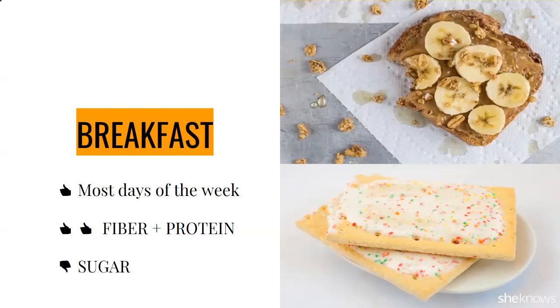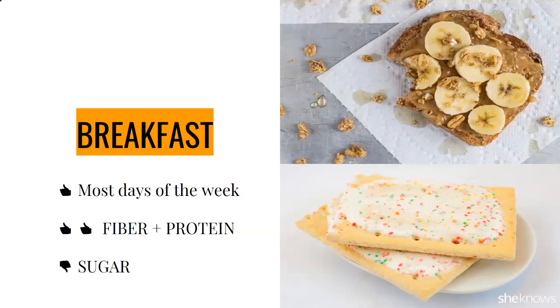But if we compare that top picture to the bottom one of Pop-Tarts, what we find primarily in Pop-Tarts is refined grains and added sugars. Pop-Tarts really don't have any fiber. They don't have really any protein. So it's basically carbohydrates and sugar that our bodies digest really quickly.